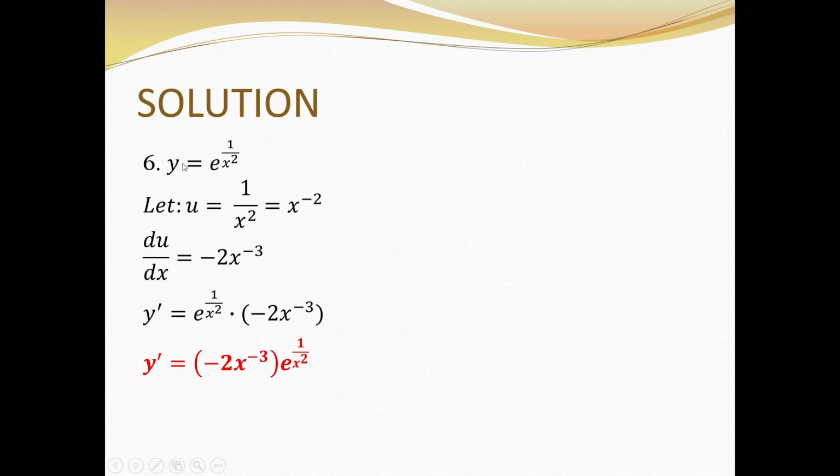And for our given function, the derivative of it as y prime is e to the u. So this is e raised to 1 over x squared times the derivative of u. This is negative 2x raised to negative 3. Or we can simplify it as negative 2x raised to negative 3 to be multiplied by e raised to 1 over x squared.